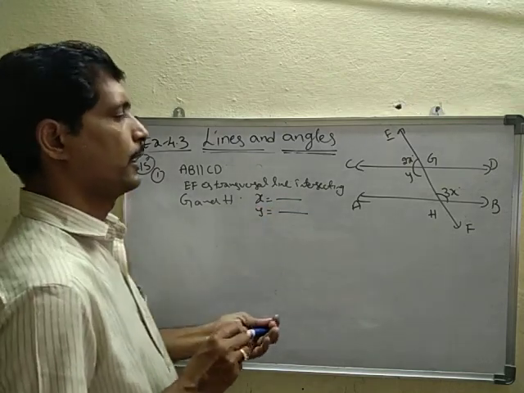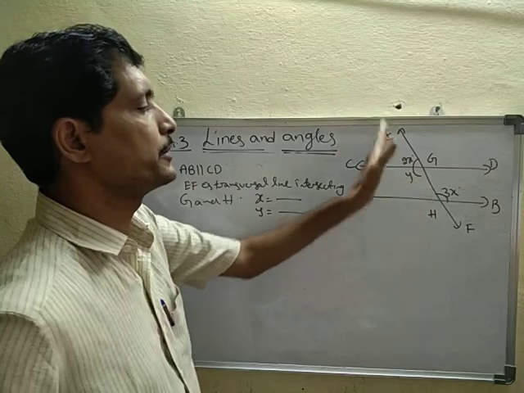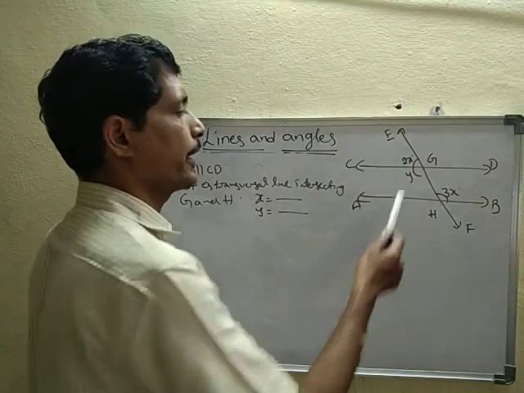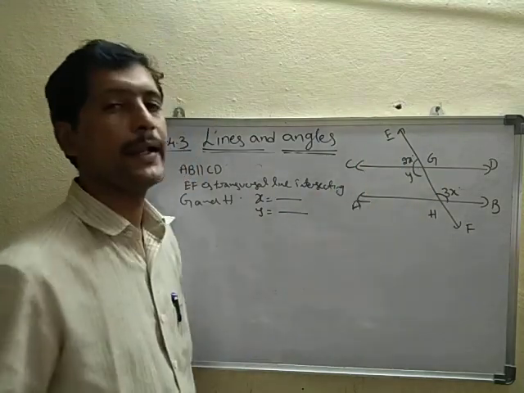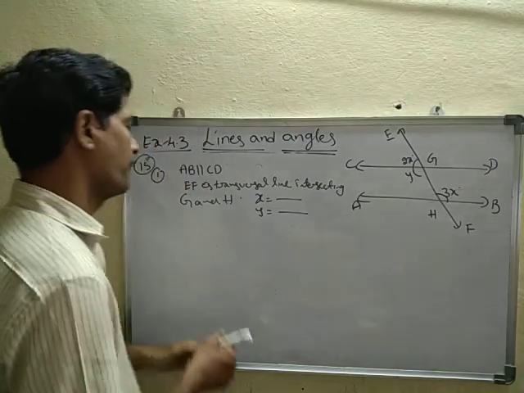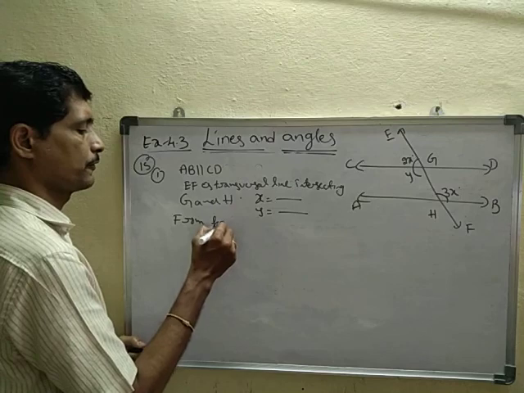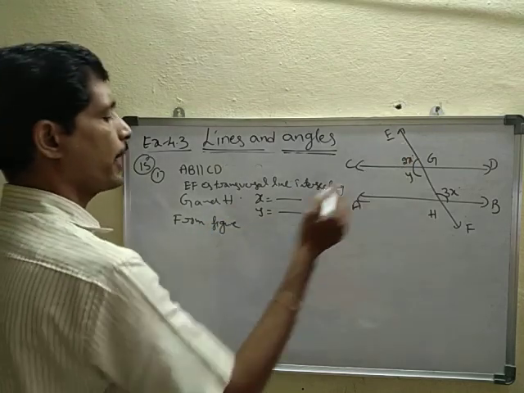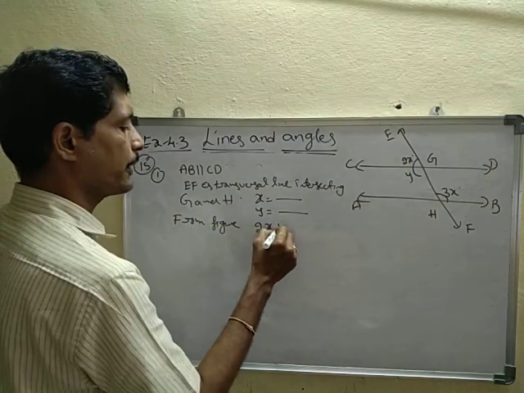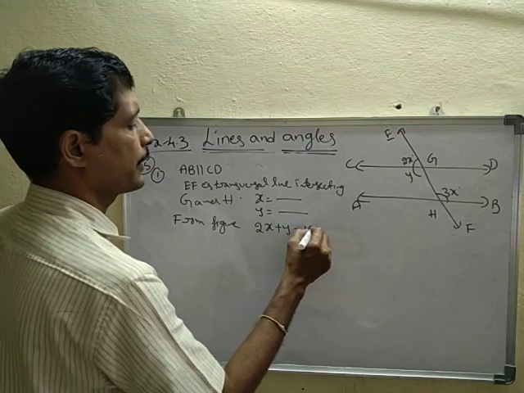Here AB is parallel to CD, which means EF is the transversal line. Therefore here 2x and y are both a linear pair. From the figure, the sum of these two angles, 2x plus y, equals 180 degrees.